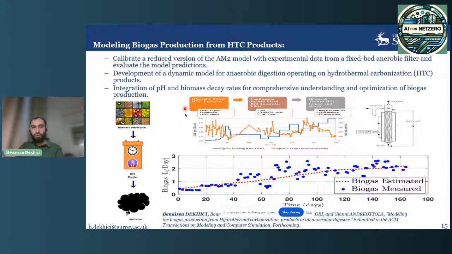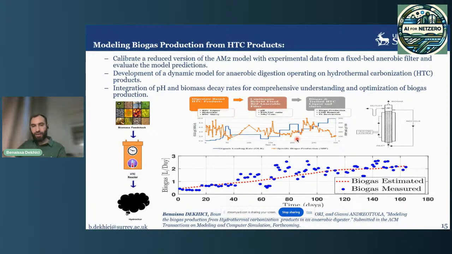They have been using HTC products, or digested-based HTC products, in a continuous digester, and they were monitoring pH and some other parameters. They want to show that this is going to enhance biogas production, and reduce the concentration of the pollution and so on.